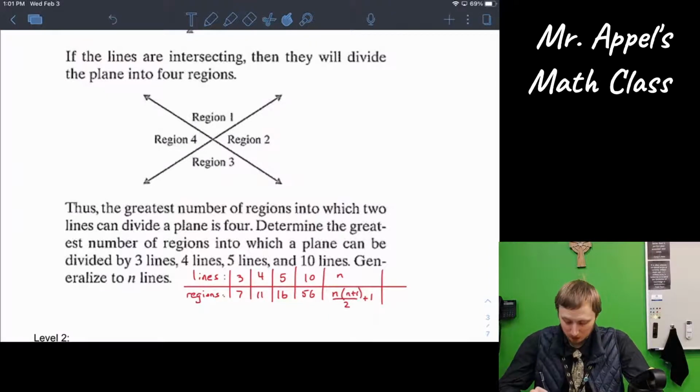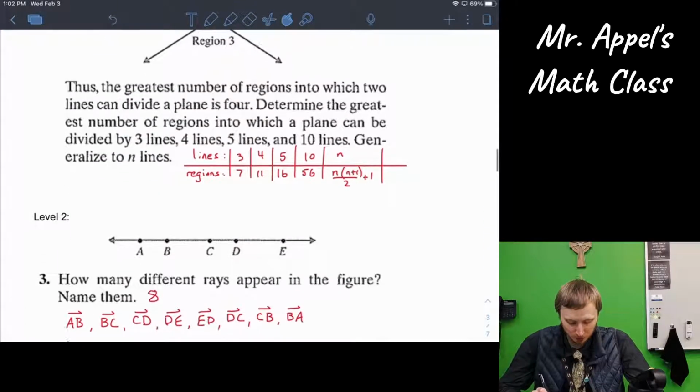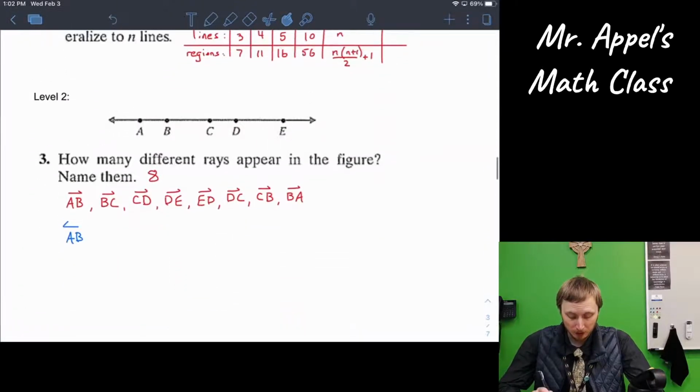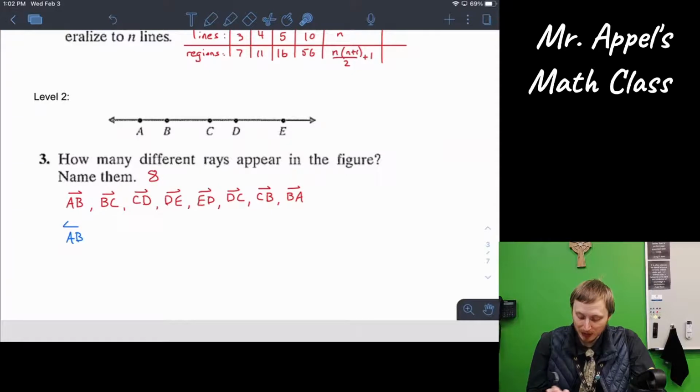No. All right, then let's run through the level 2s. Okay, starting off with, how about rays in the same diagram? Okay, well, rays, I cannot just reverse the letters here, but I can reverse the arrow. So ray AB is different from ray BA.